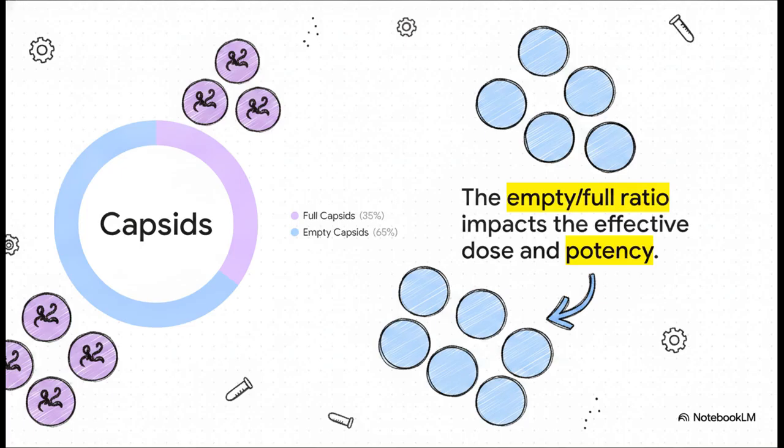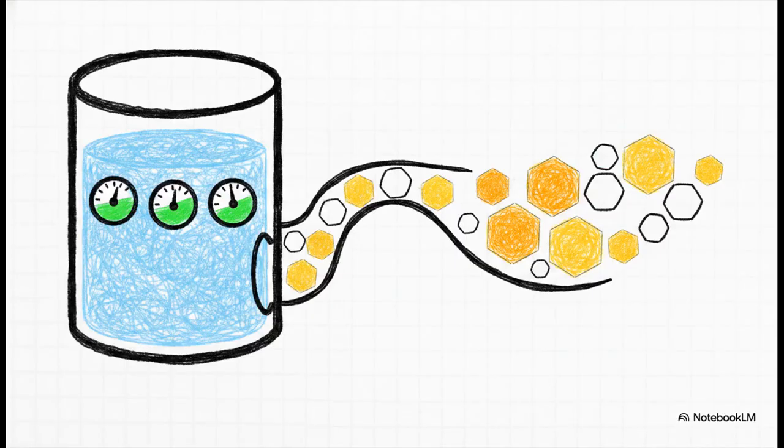Actually, a batch might yield roughly 35% full capsids, which contain the therapeutic payload, and a staggering 65% empty capsids, which have no payload at all. An empty capsid is literally just the outer viral shell. Because only the full capsids can deliver the therapeutic effect, having this high proportion of blanks directly impacts the required dose, the potency, and potentially even the patient's immune response. It's a huge hurdle.